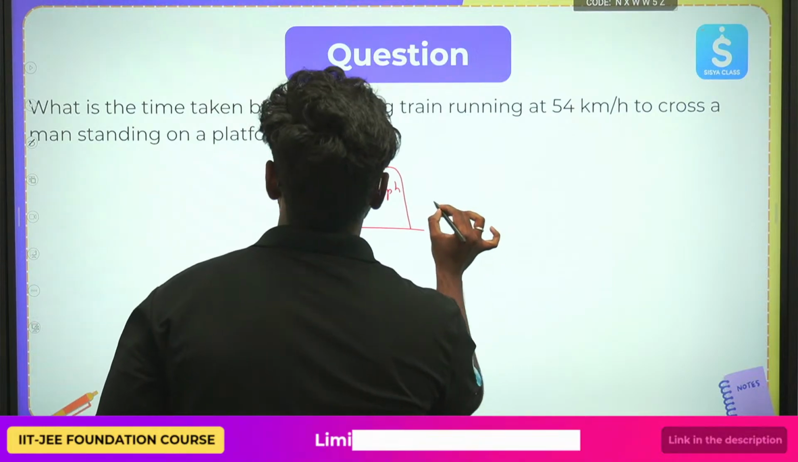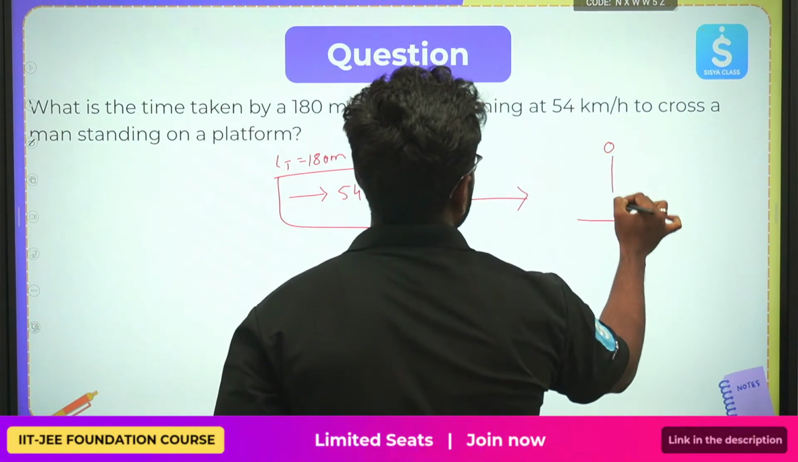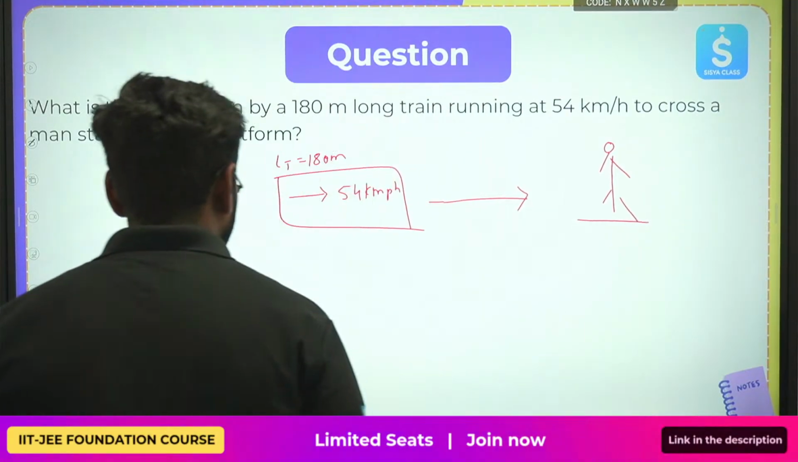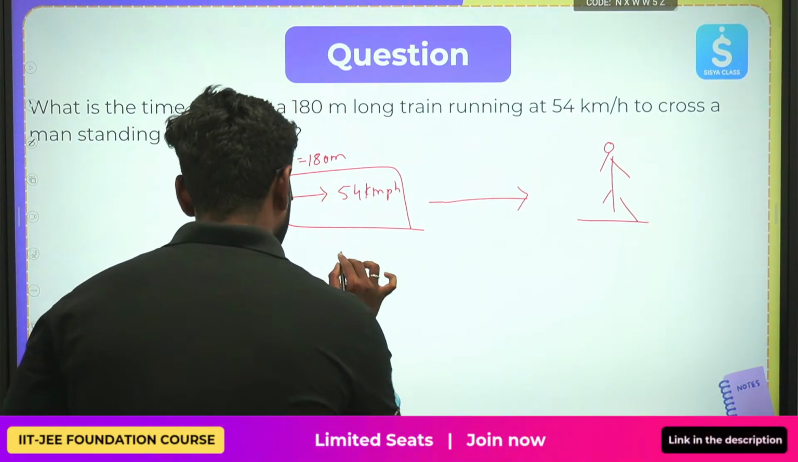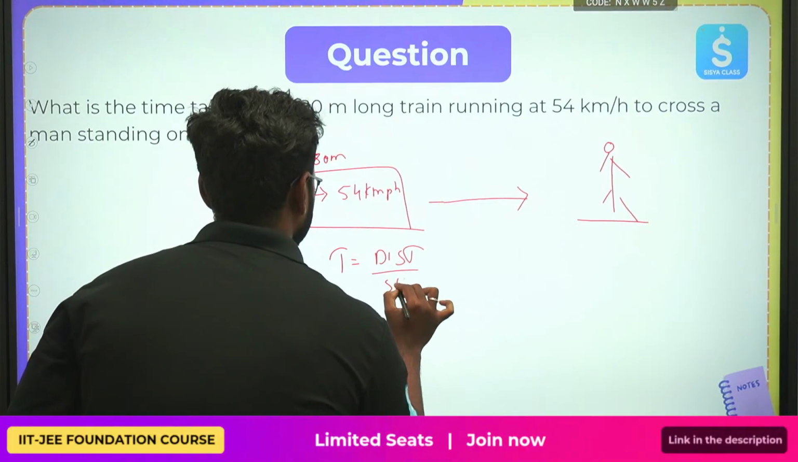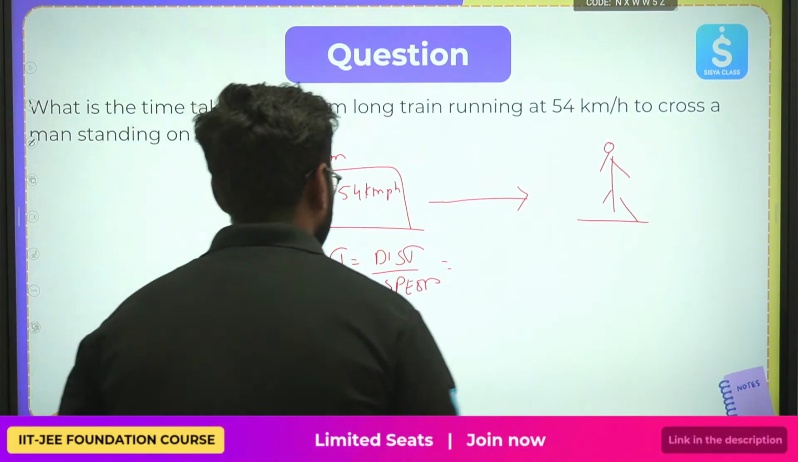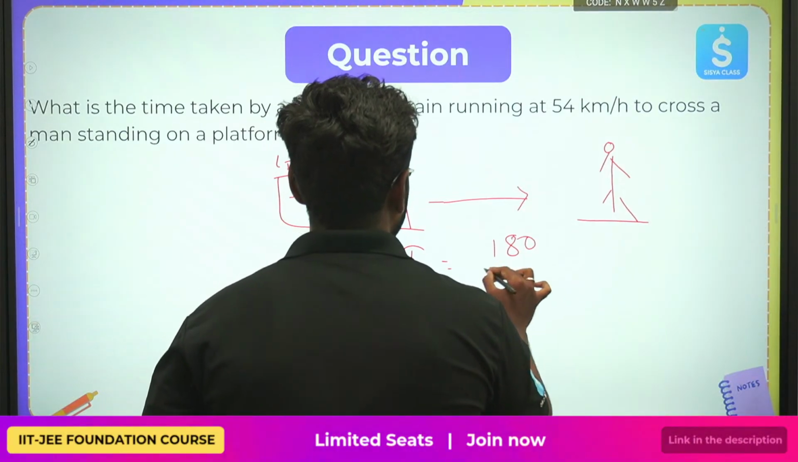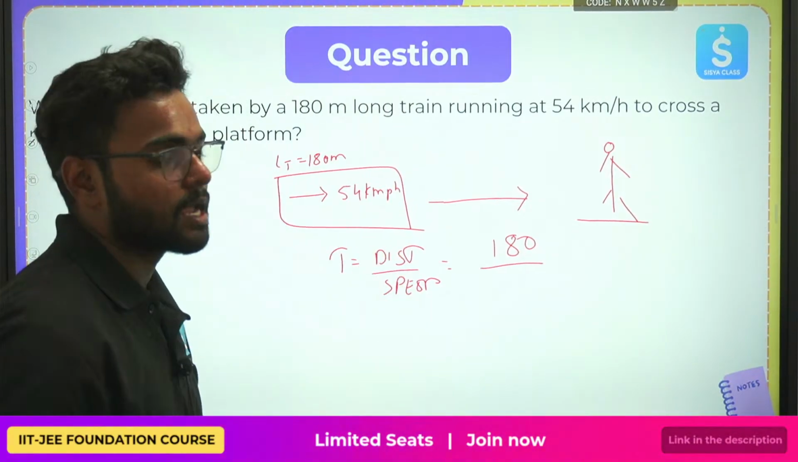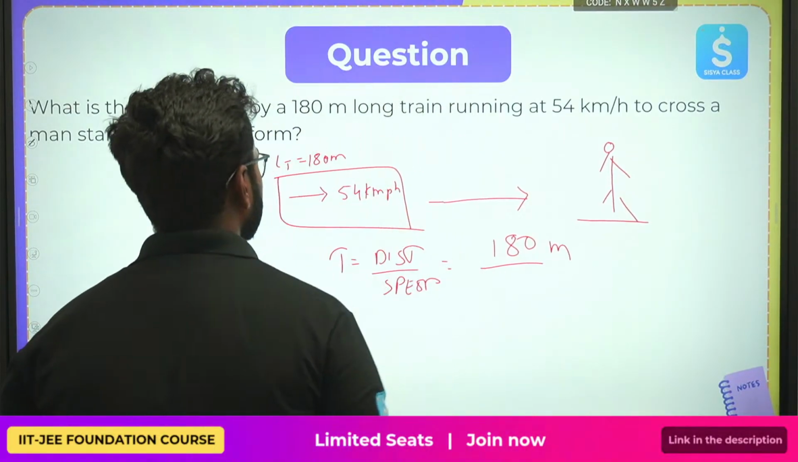Now let us see, this is moving like this. Here there is a man, right? How can you do this basically? So time is equal to distance upon speed. So what is the distance in this case? 180 upon speed is 54. Can you write 54? Obviously you cannot, because this is in meters and this is in kilometers per hour.